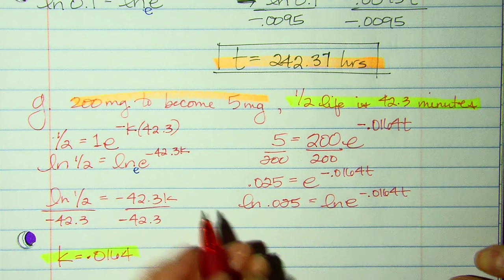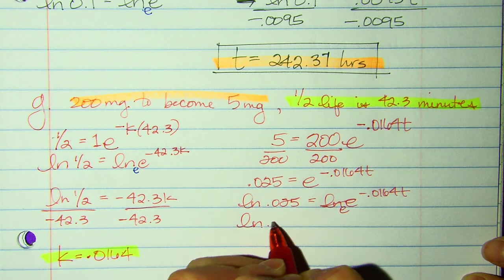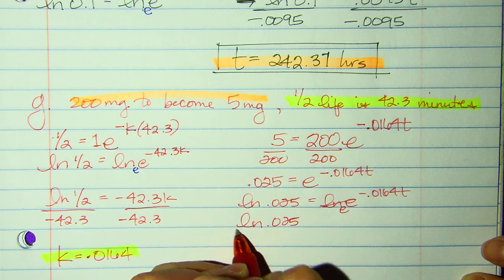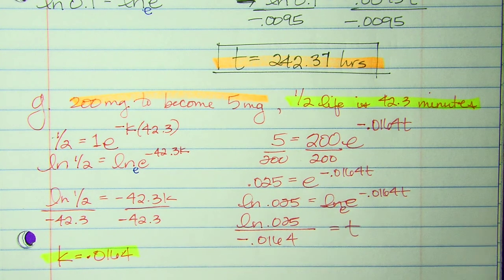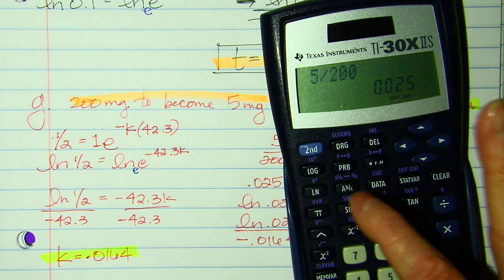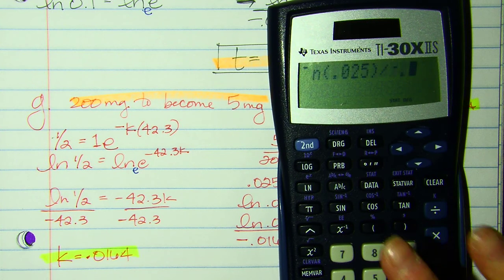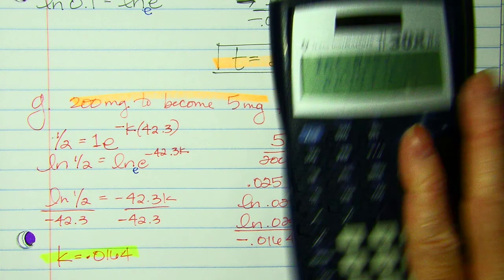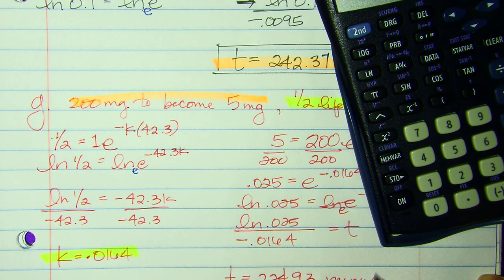And that gives me this answer, right? So I have the natural log of 0.025 divided by negative 0.0164 will equal t. So the natural log of 0.025 divided by negative 0.0164, and I get that t equals 224.93 minutes.